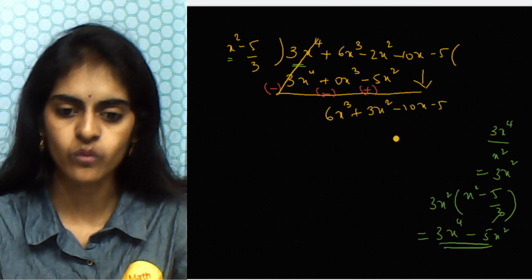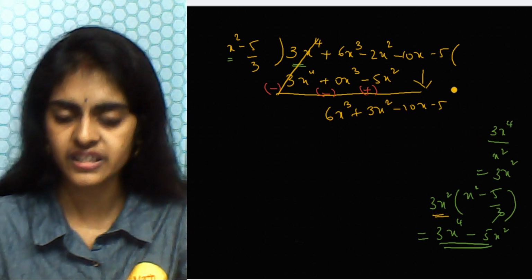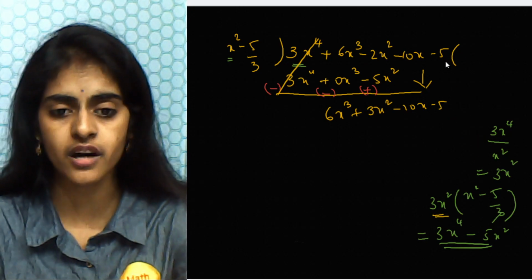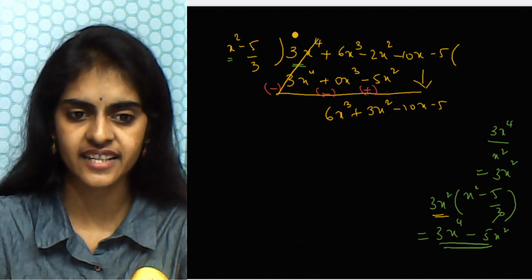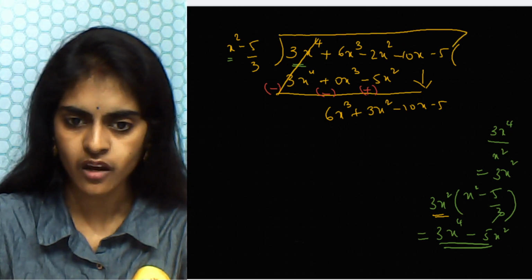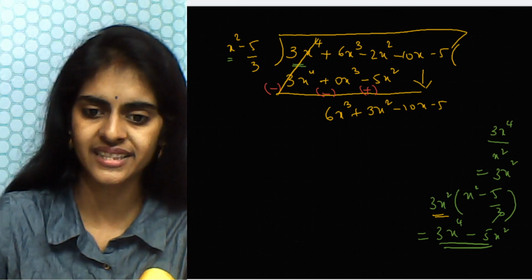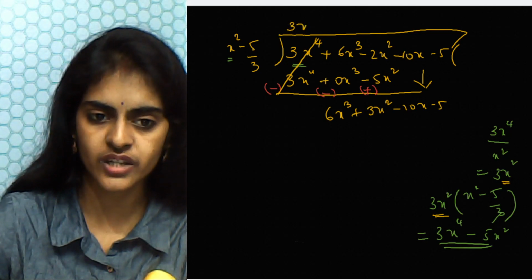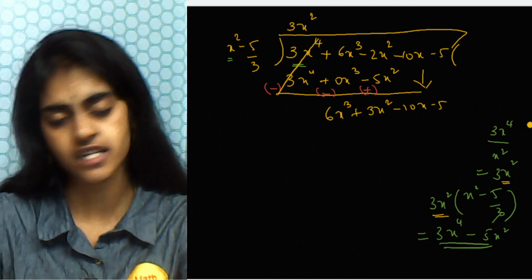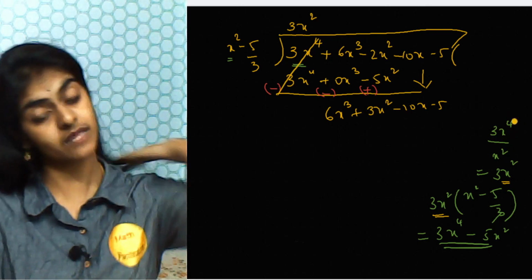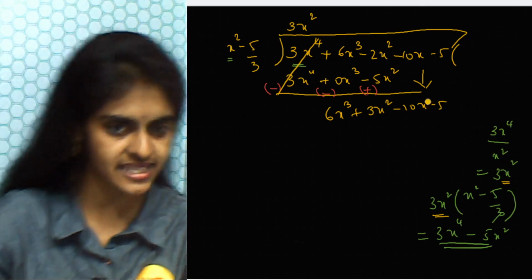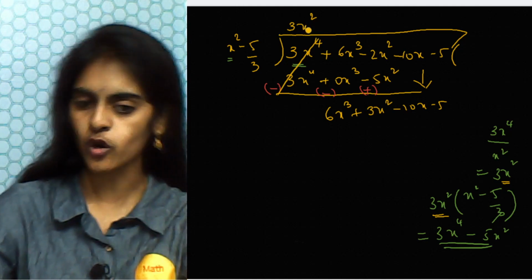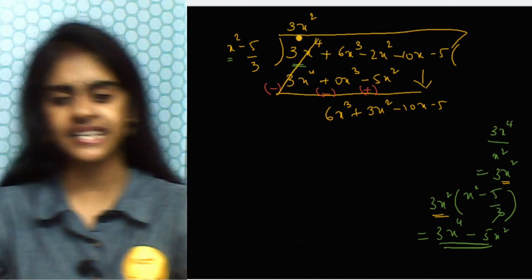So what is the term you got, the first term of the quotient? Let us write it here. The first term of the quotient is nothing but 3x square. The term you get after dividing the first term of the dividend with the first term of the divisor gives you the first term of the quotient, right? We have learned it, isn't it?